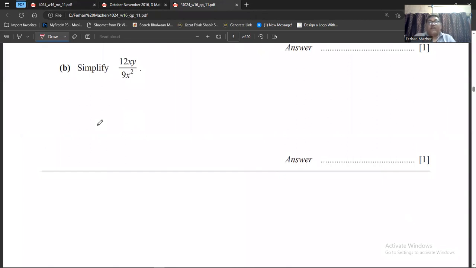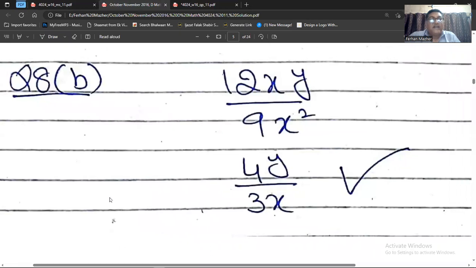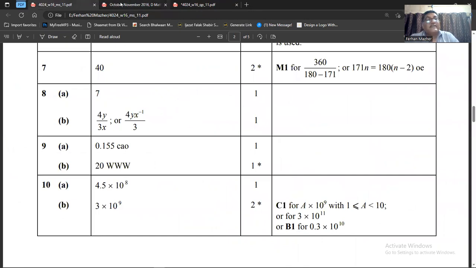It says to simplify 12xy divided by 9x squared. So it's a fraction. 12 and 9 can be cancelled with the table of 3: 3 fours are 12, 3 threes are 9, and the y will remain as it is. x is in both the numerator and denominator, so in the denominator we will write x raised to power 2 minus 1, and so you will have 1 power of x. So finally you will have 4y divided by 3x. So 4y divided by 3x is the right answer.